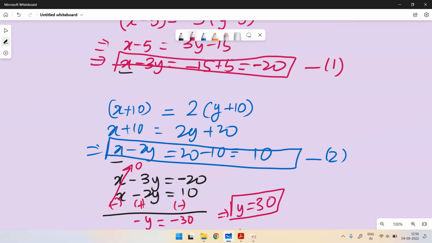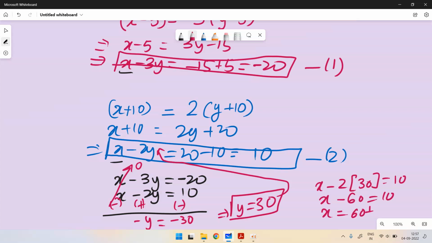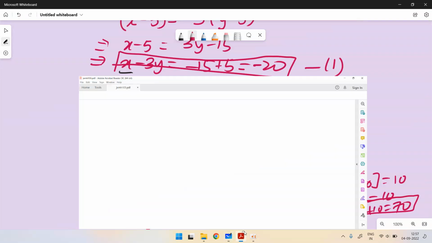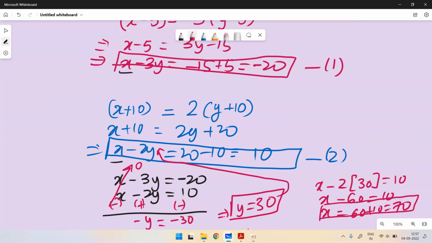Now we put the value of y into this equation. What does it become? x minus 2 into 30 is equal to 10. So this is x minus 60 equal to 10, which means that x is nothing but 60 plus 10, that is 70. So the age of Noori is 70 years and the age of Sonu is 30 years. This is the answer.